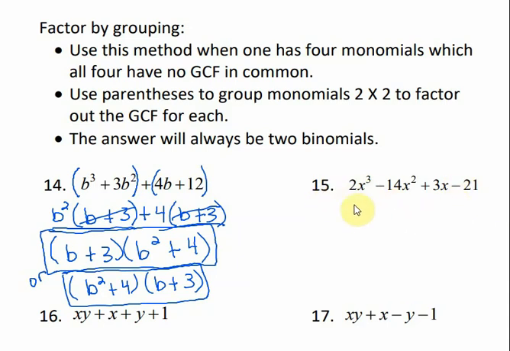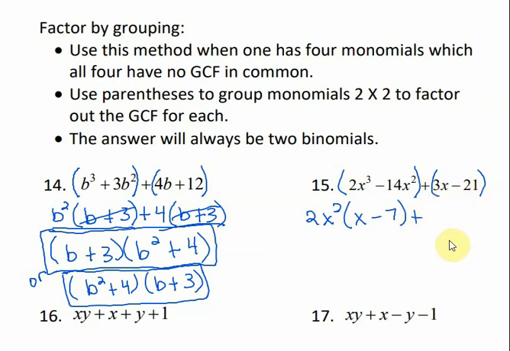All right, so number 15, did they have something in common? All 4 of them. No, so let's group the first two, leave the sign in the middle, group the last two. Okay, so what's the greatest common factor here? Well, I see they can both be divided by 2, and the smallest exponent in the x's is x squared. So if I divide this by x squared, I'm left with 2x squared. And if I divide this by 2x squared, I'm left with just 7.